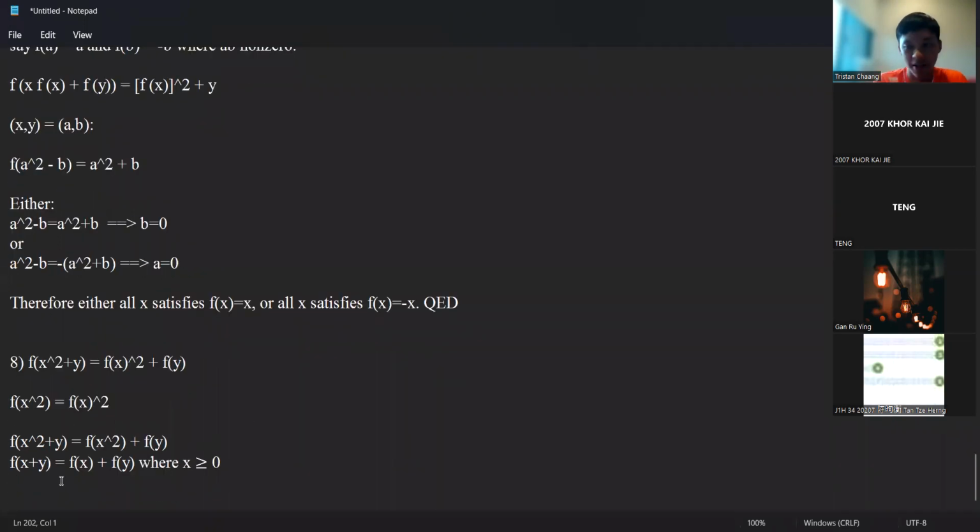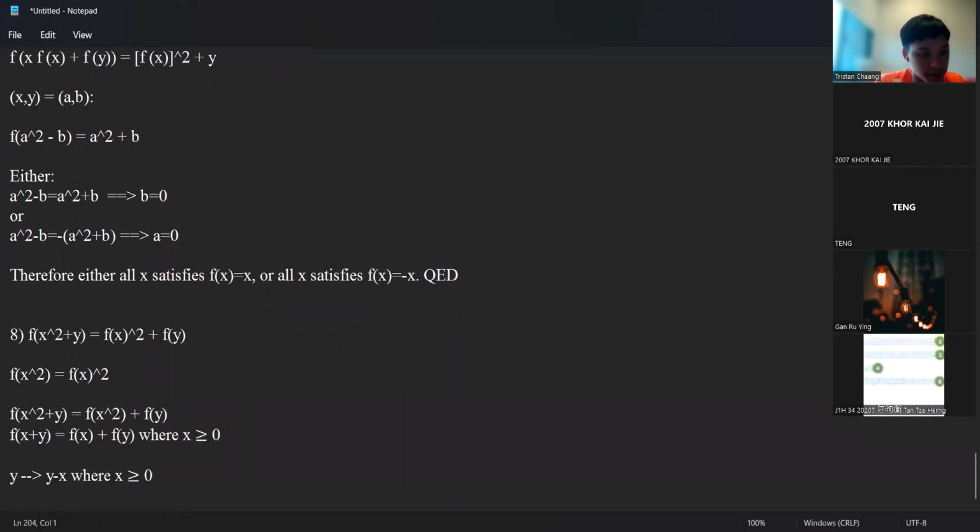How do we get the entire Cauchy equation from this? So how do we allow for negative x's? To do that, let me let y become y minus x, where x is greater than 0. Then this becomes f(y) equals f(x) plus f(y minus x).